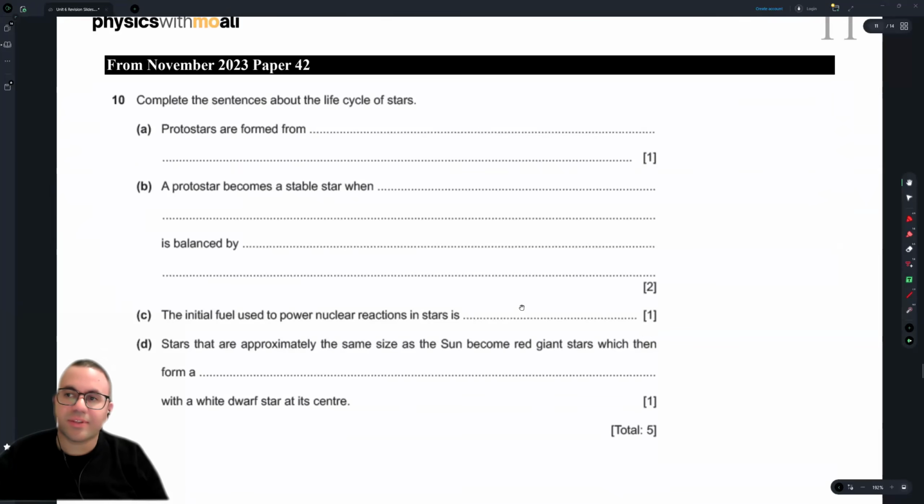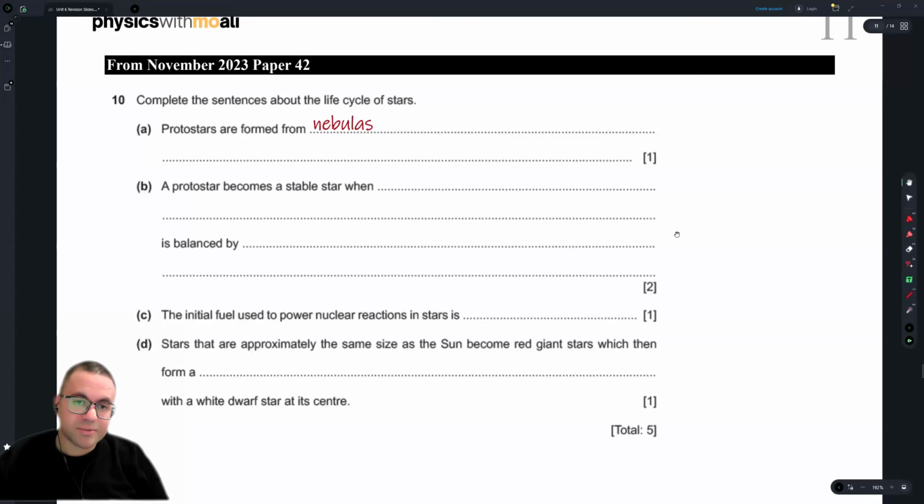Complete sentences about the life cycle of a star. Protostars are formed from nebulas, or you could call them clouds of what? Dust and gas. You can call them clouds of dust and gas. So I'm just going to call them nebula.